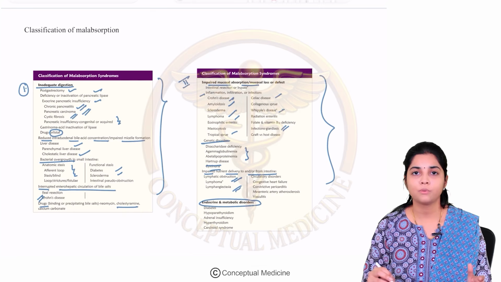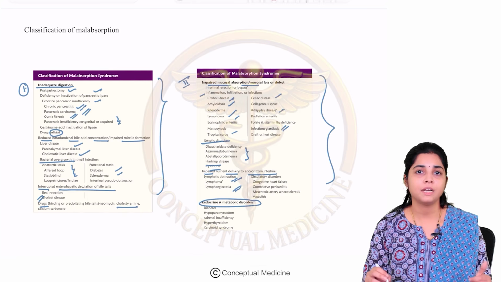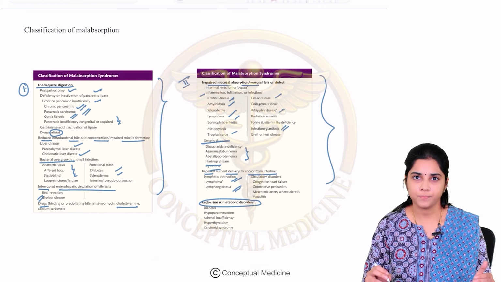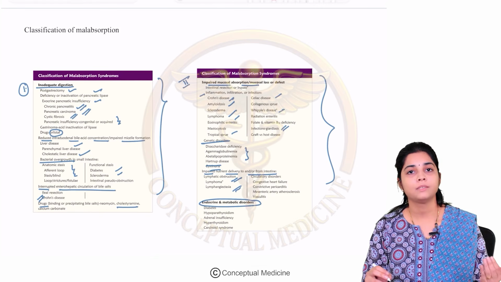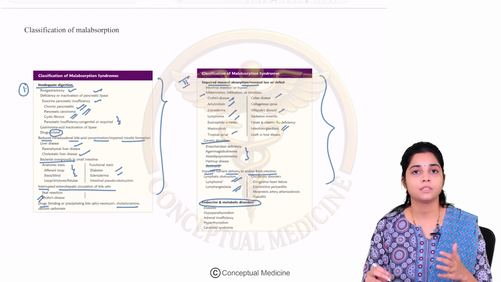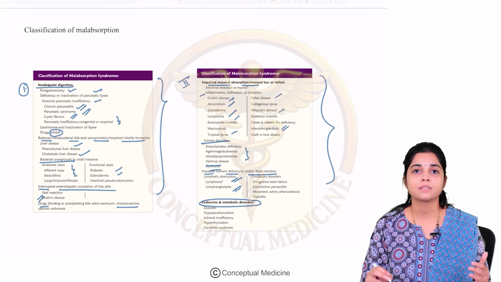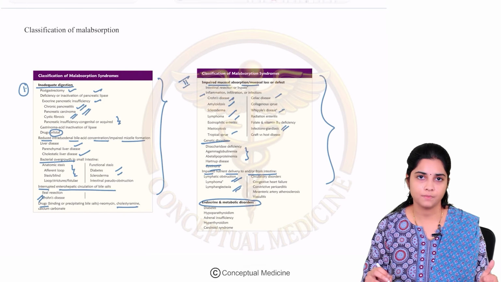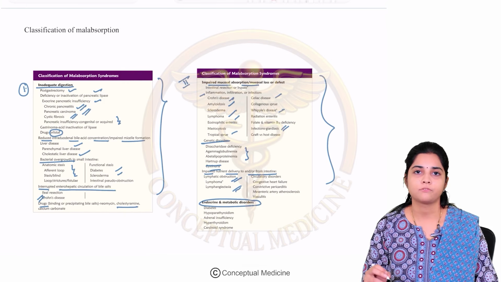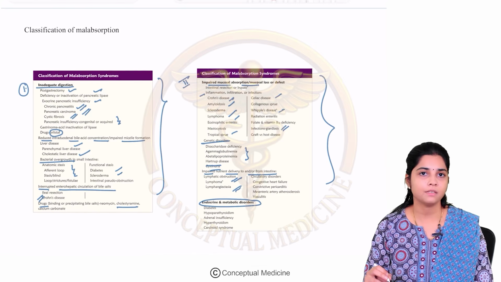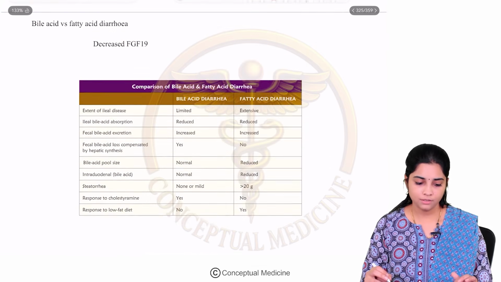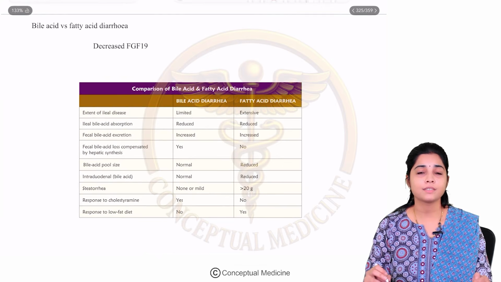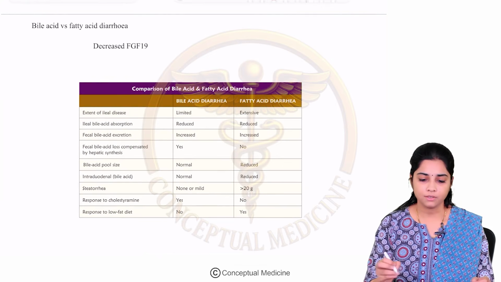Okay. So I hope we are clear till here. So what all have we understood now? We have understood about the approach to malabsorption. We have seen at which stages and how the nutrients are absorbed and how each of these nutrients gets affected at each stage of their absorption. And we have understood what are the causes of maldigestion and what are the causes of malabsorption. Okay. Now let us move on and let us understand the difference between this important concept of bile acid diarrhea versus fatty acid diarrhea.